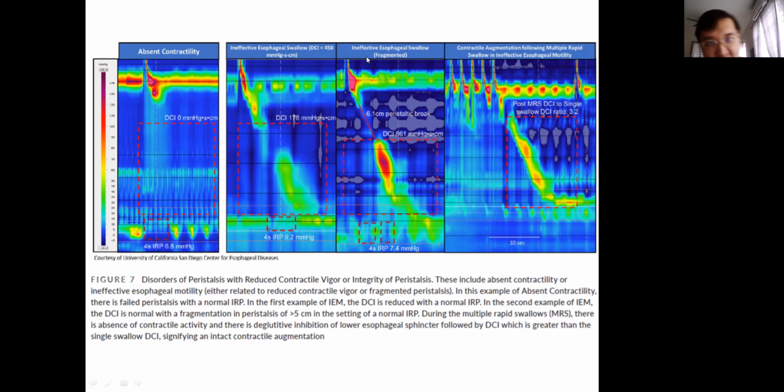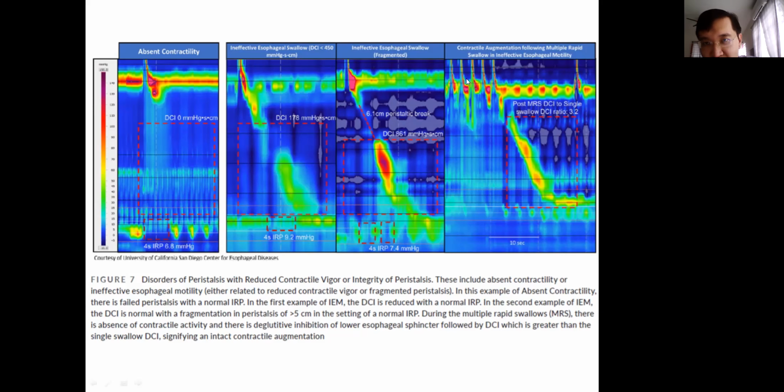So another pattern of ineffective esophageal swallow is fragmented peristalsis. The definition for fragmented peristalsis remains the same: 5 centimeters, so you have to be more than 5 centimeters. In this example, it's 6.1, the separation. So this is considered as fragmented peristalsis. And DCI is normal, but it's fragmented, so it's also ineffective. But you need to have 70% of these patterns present, or more, to diagnose IEM here.